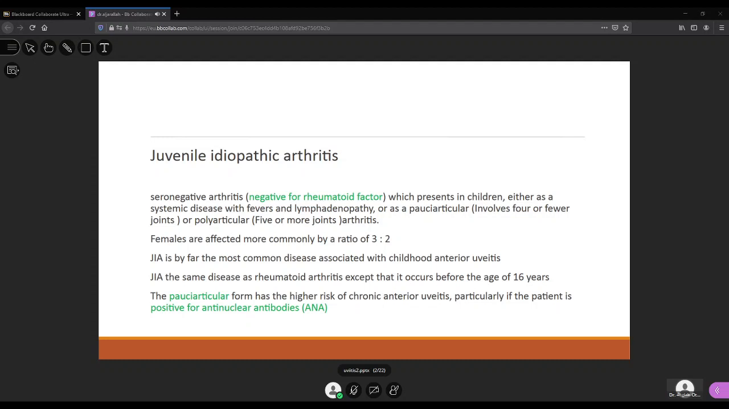There are three types: systemic, pauciarticular, and polyarticular. Pauciarticular has the higher risk of chronic anterior uveitis, especially if he is positive for ANA. So if we have a patient with negative rheumatoid factor, pauciarticular arthritis, and positive ANA, he has a higher risk of developing juvenile idiopathic arthritis related uveitis.